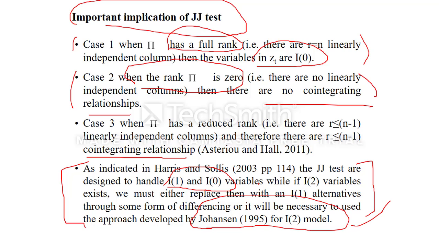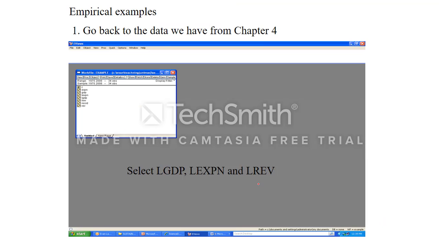Normally we have I0, I1, not I2, although some of the variables might be able to get I2, or some of the variable characteristic is I2. So again, let me show you these slides first, and then I'll show you the EViews side.